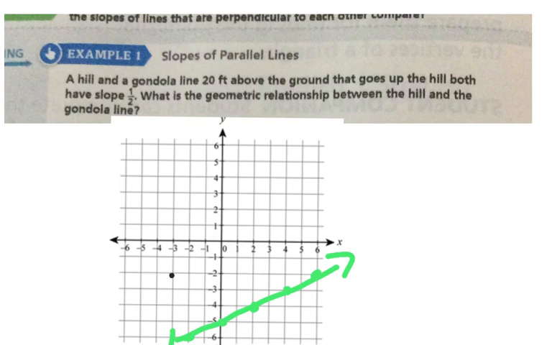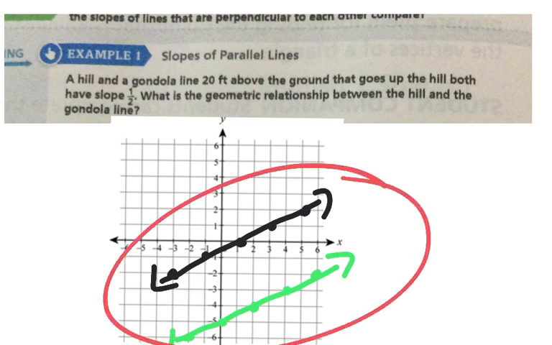Now the gondola is above it. So let's say that right here represents the gondola's height. All right, what's going to be the slope of the gondola? It's going to also be 1/2. Up 1, right 2, up 1, right 2, because it has to maintain that distance between them. So what is the geometric relationship between the hill and the gondola line? We could say that they are parallel. They have the same slope and they are parallel.